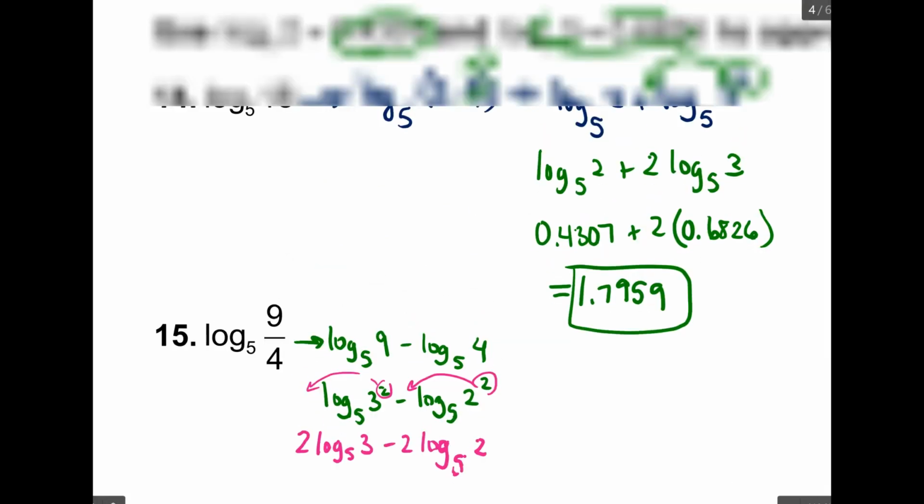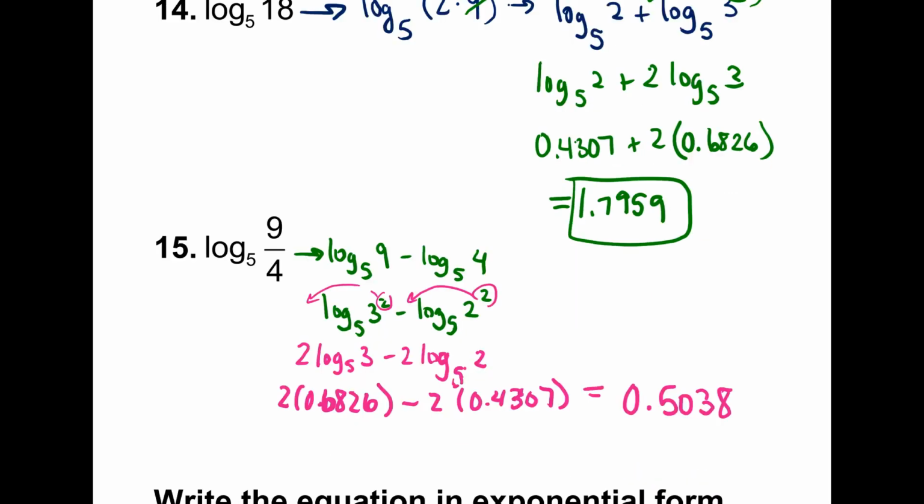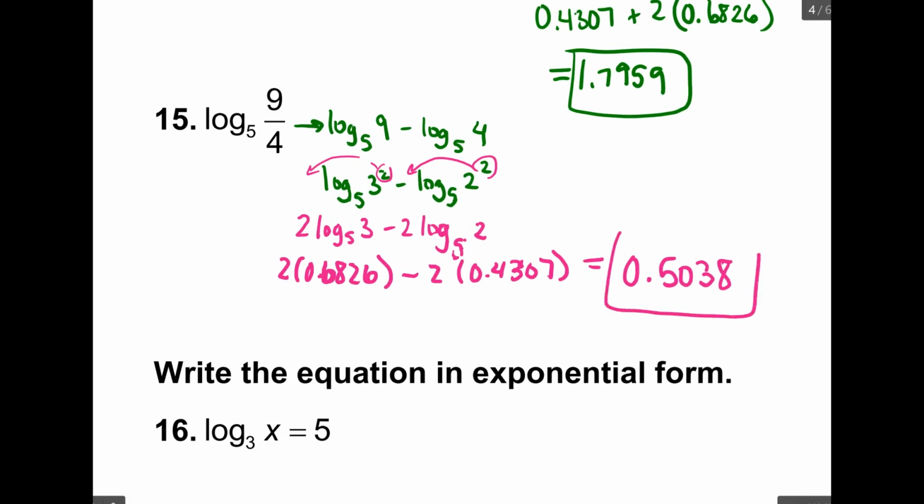Alright, so that's going to be 2 times 0.6826 minus 2 times 0.4307. Put this in your calculator and you will find the answer is 0.5038. Awesome.